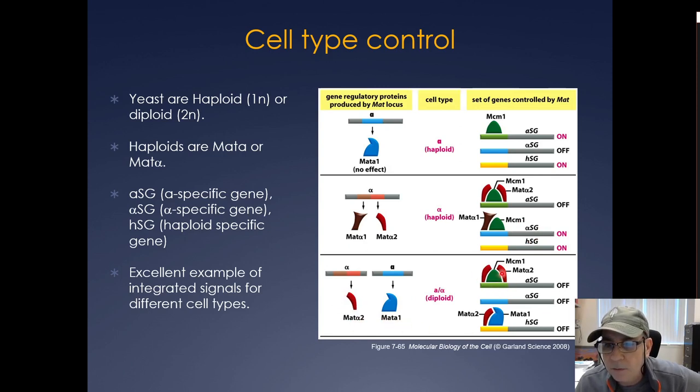And then in the diploid, you have MAT-alpha-2 and MAT-a1 expressed, and the a-specific genes are repressed in the same way they were in the alpha haploid strain, but then you have MAT-a and MAT-alpha coming together to express the haploid-specific genes. So this is an excellent example of how cells can integrate signals and use different combinations of transcription factors depending on the cell type. I want you to go back and take in the big picture here and think about the 1,800 transcription factors that exist in mammals.